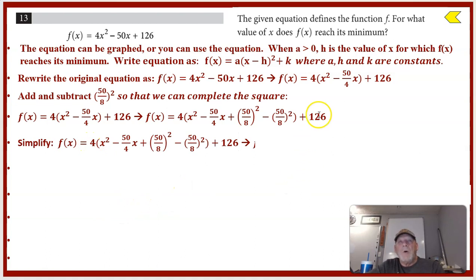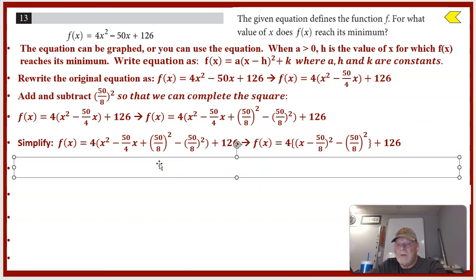All right, so when I go ahead and take this long equation, I just rewrote it here. Now I'm going to complete the square. So it's going to be the 4 times (x minus 50/8) squared. That is completing the square, minus your (50/8) squared plus 126.